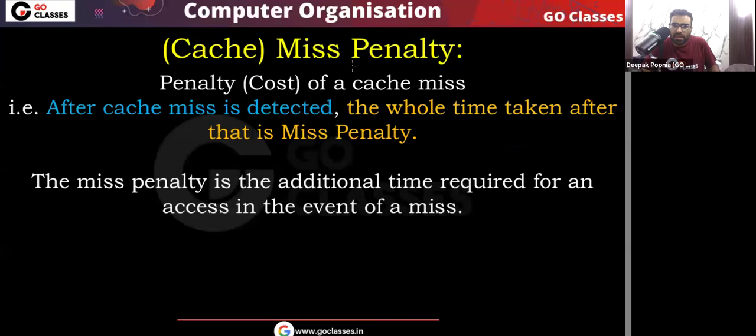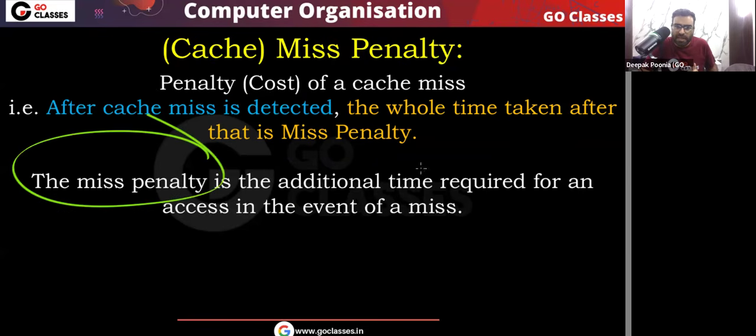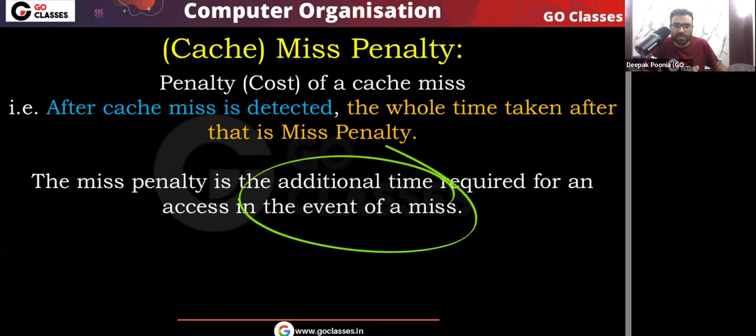Penalty means extra cost that we have to pay. Yes or no? So remember, miss penalty means after the detection of a miss, the whole extra time taken after that will be called miss penalty. So miss penalty means the penalty of a cache miss, the cost of a cache miss. The miss penalty is basically the additional time required for an access when there is a miss.